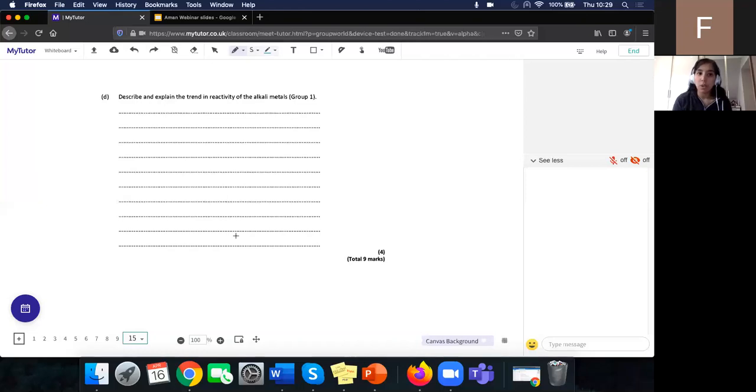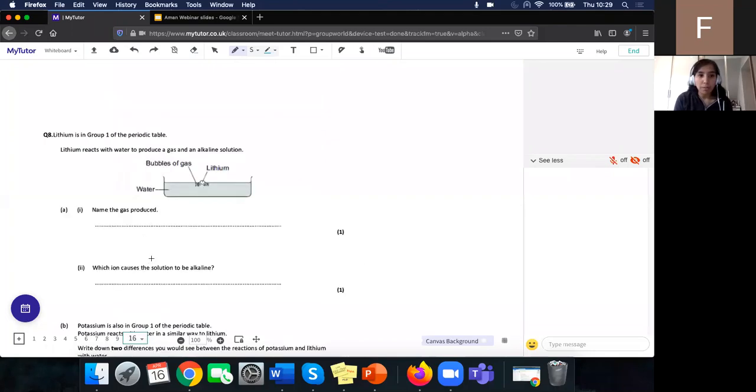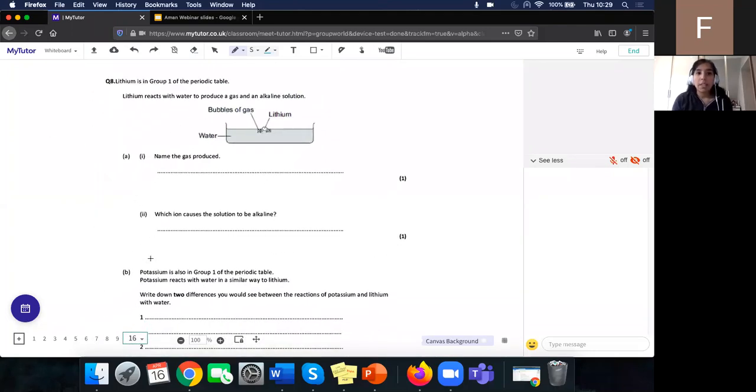So as you go down the group, they become more reactive, and it's because of there being a greater distance and more shielding. So effectively, the electrostatic attraction between the protons and the electrons is less. Okay, well done, everyone.